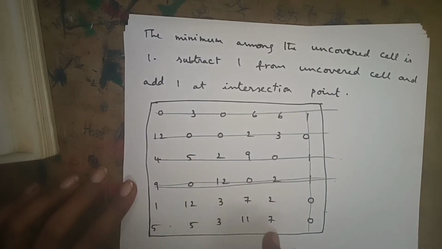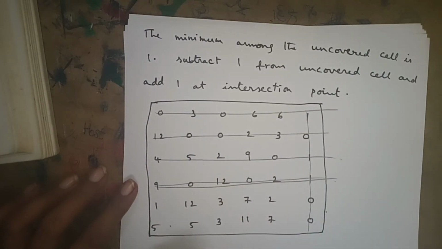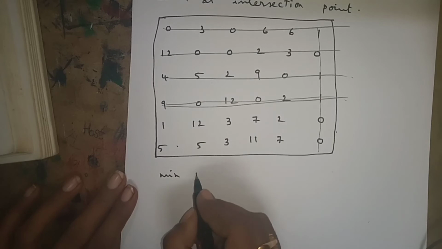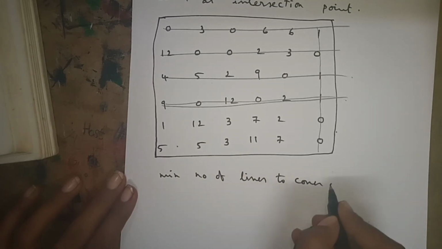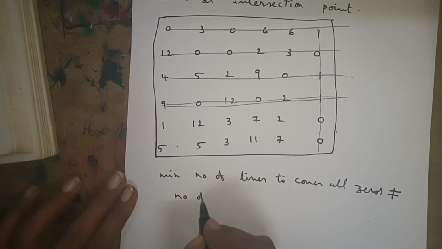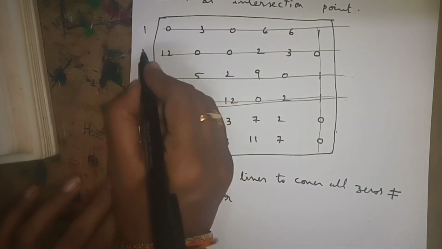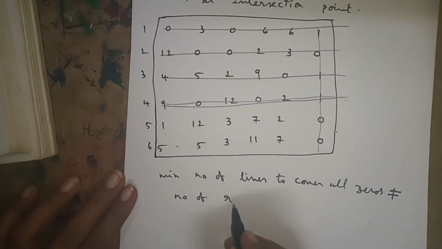Check whether all the zeros are covered or not. Here all the zeros are covered. Now how many lines have we got? 1, 2, 3, 4, 5. The minimum number of lines to cover all zeros is again not equal to the number of rows and columns. How many are there? 6 columns and 6 rows are there.